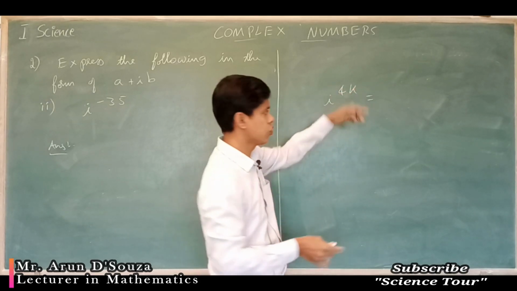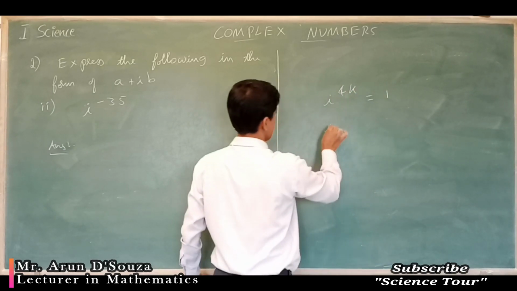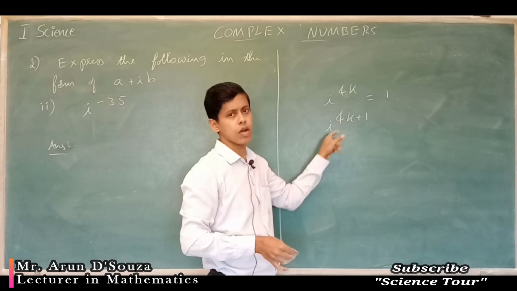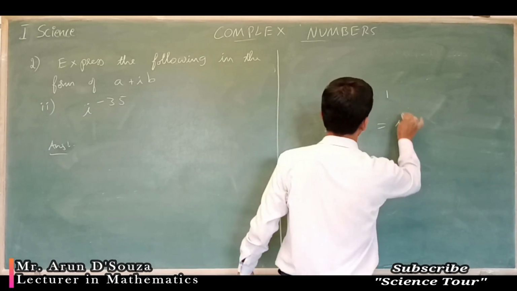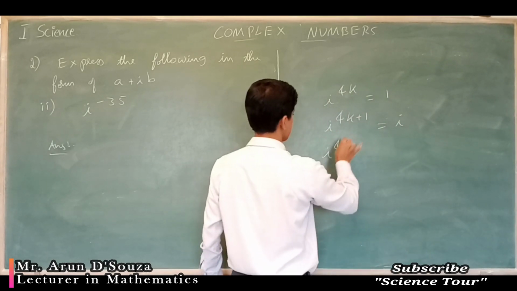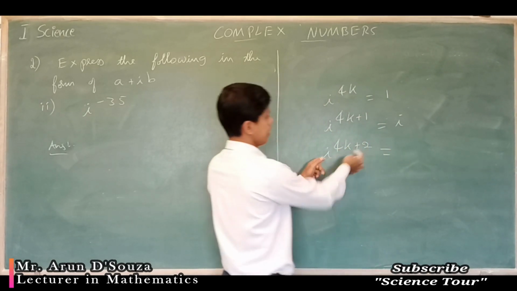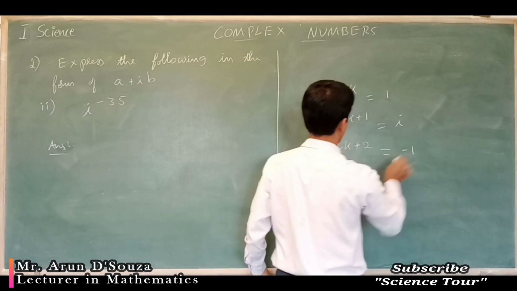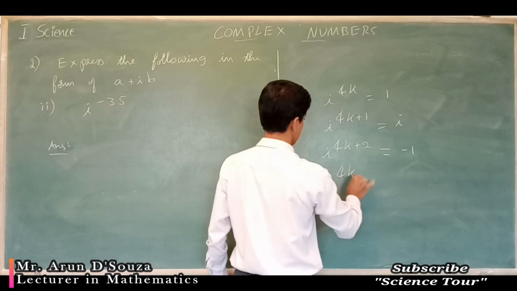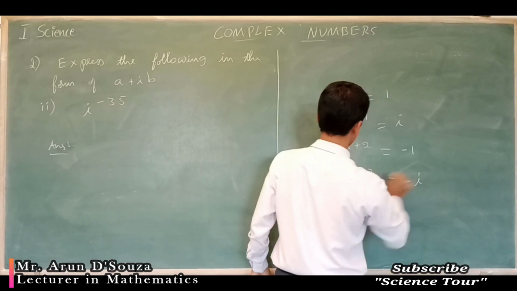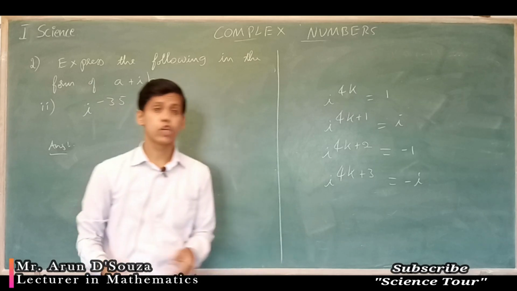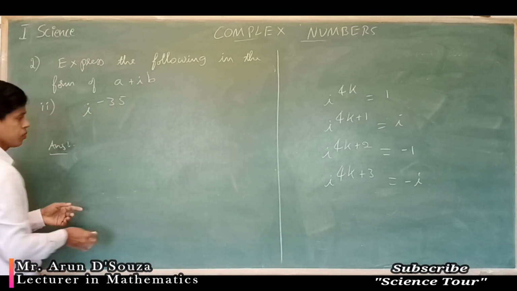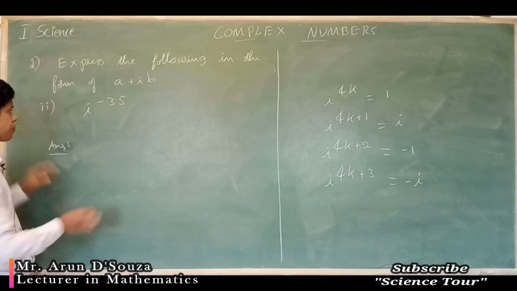So what is i raised to 4k? That will be 1. Then i raised to 4k plus 1: imagine k is 0, i raised to 1 is i. And then i raised to 4k plus 2, that is like i square if k is 0, so minus 1. And then i raised to 4k plus 3 is minus i, that is like i cube. Okay, that's the easiest way of remembering. I have told you already. So you can use the formulas.